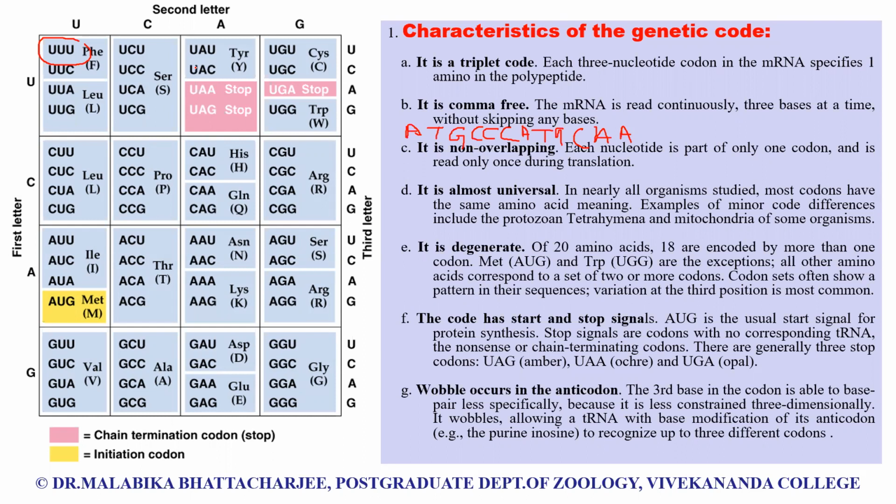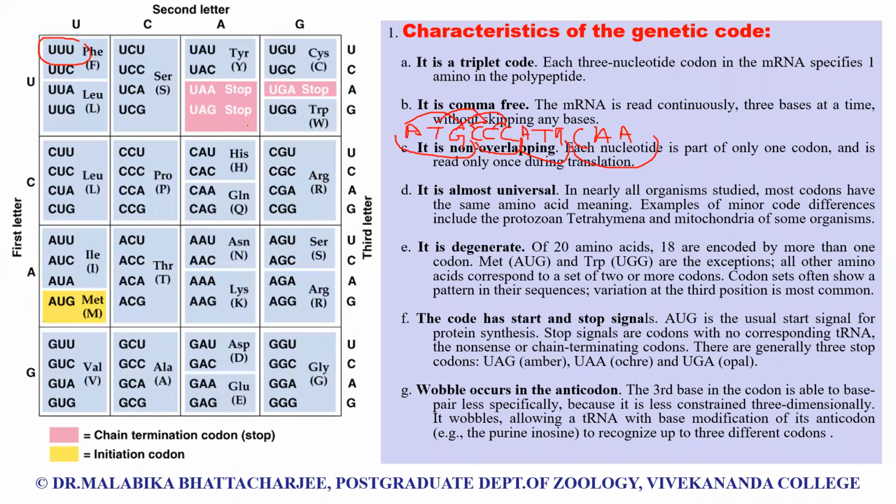The third property is that it is non-overlapping. What do we mean by that? The mRNA is read in successive groups of 3 nucleotides. That means when I start reading, I read ATG, and then I read CCC, again I read ATG, and I read CAA. I have not read it as ATG, TGC, GCC. I have not read it in this manner.